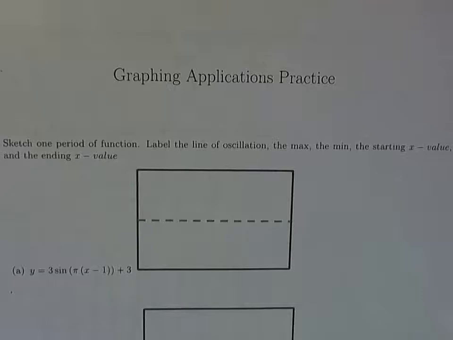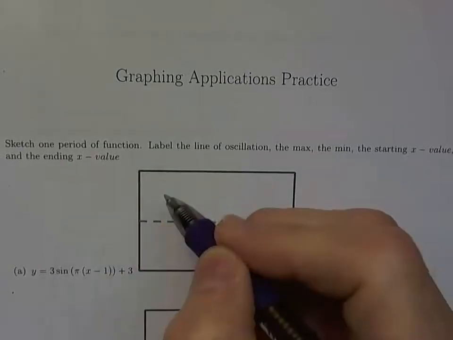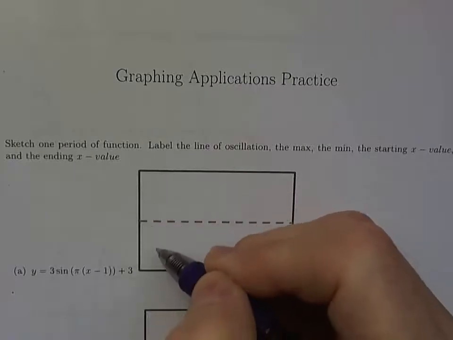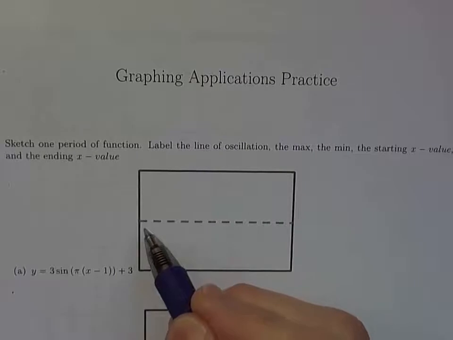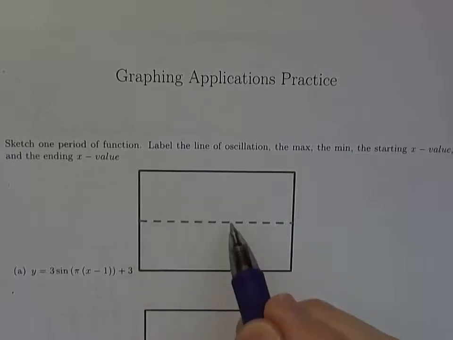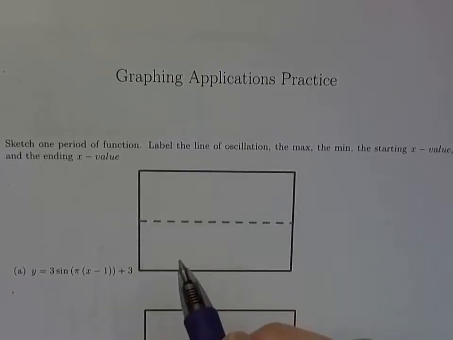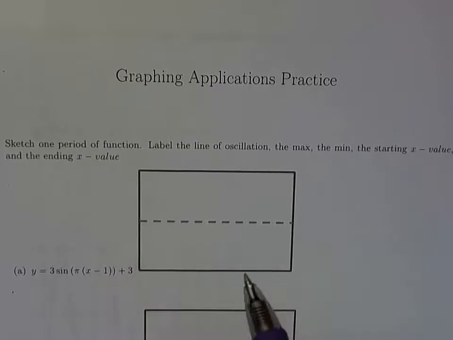Okay, let me go ahead and talk about this one. So we've got 3 sine(pi x minus 1) plus 3. Now, I'm going to talk about the vertical first of all. What's going on here with the vertical? Normally, the sine graph will oscillate about the horizontal axis, y equals 0.